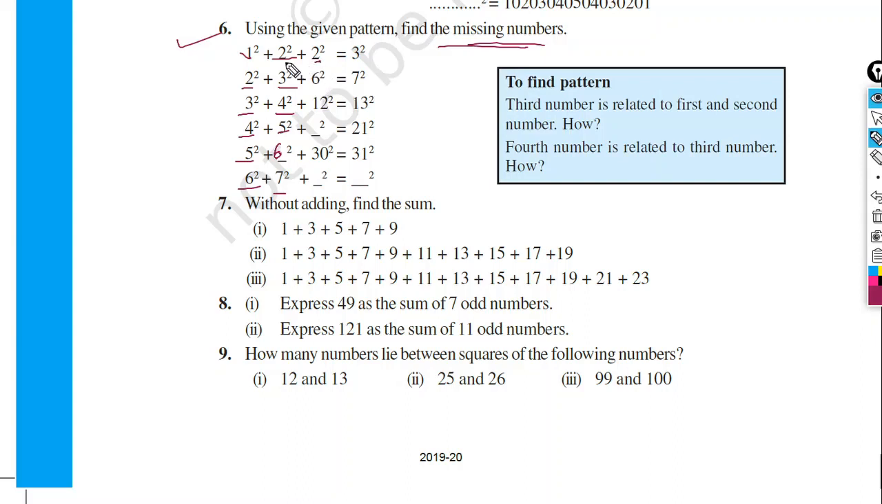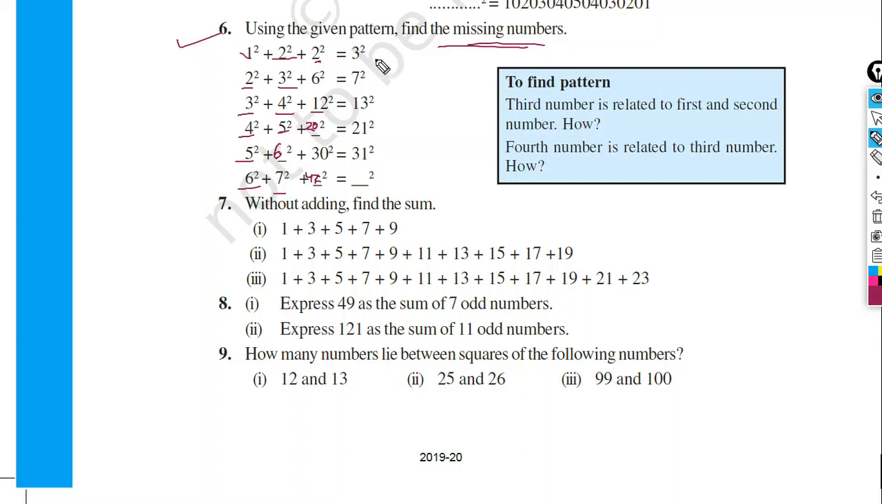Okay. Where 2 comes, 2 is 1 into 2. 3 into 2, 6. 3 into 4, 12, 12 square. 4 into 5, 20 square. Okay. 5 into 6, 30 square is there. 6 into 7, 42 square. Now you come to here.